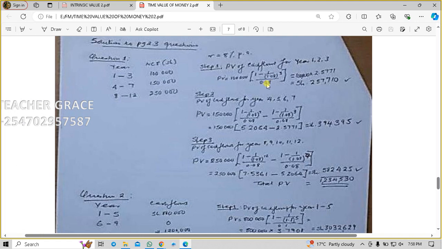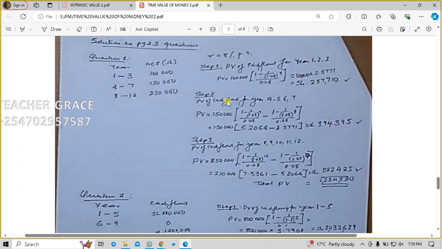So 1.08 divided by the 8%. 8% is 0.08. So that means that this bracket, when you solve it using a calculator, it should give you 2.5771. When you multiply it by 100, it should give you 257,710. Then we come to step 2.